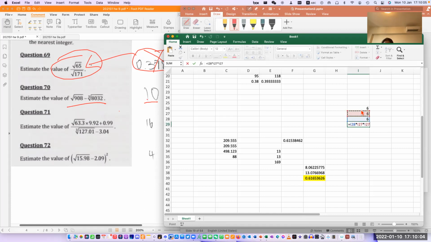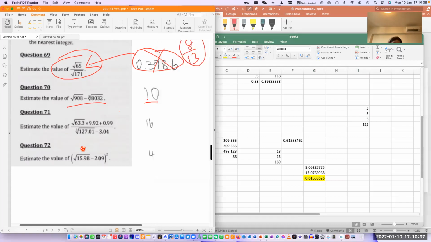Let me just do a calculation. No, 6 is not the one. Let me change it. 5 is not. Is it 4 then? Also no. So 127 cube root. So what is that? It should be 5, right? 5 is 125. Yeah. So it should be 5.